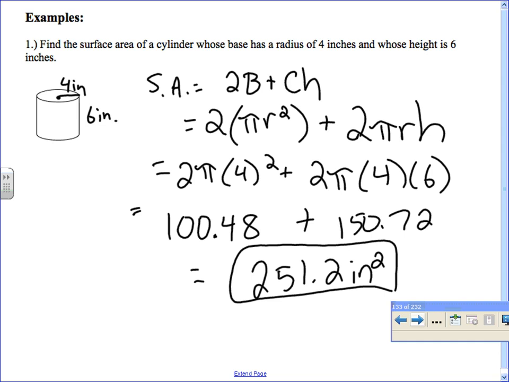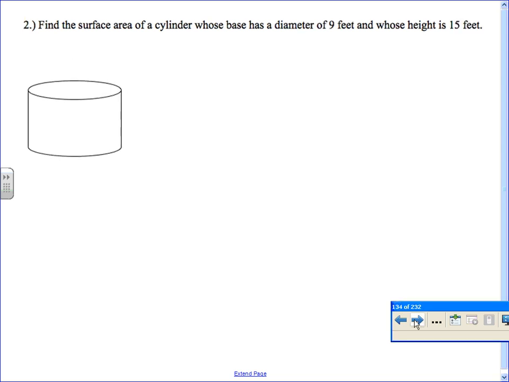Okay, I want you guys to try number 2 on your own. This is pretty much the same thing we've been doing, just a different figure. So I want you to try number 2 on your own.